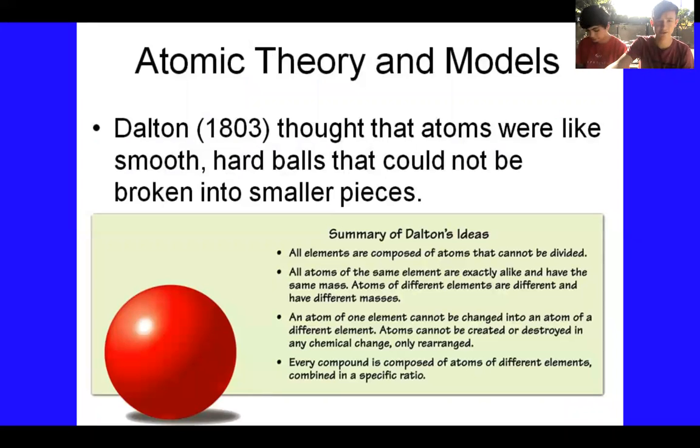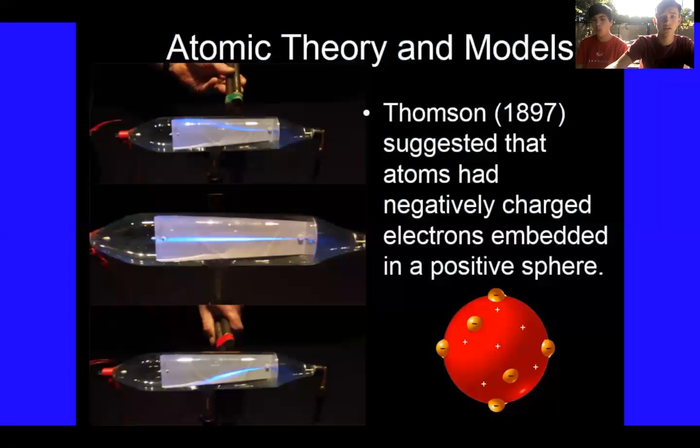Chapter 13, electrons. Atomic theory and models. Dalton made his in 1803 and thought that atoms were like smooth, hard bowling balls or billiard balls that could not be broken into smaller pieces. Thomson, in 1897, suggested that atoms had negatively charged electrons embedded in a positive sphere, kind of like a cookie with chocolate chips in the middle.